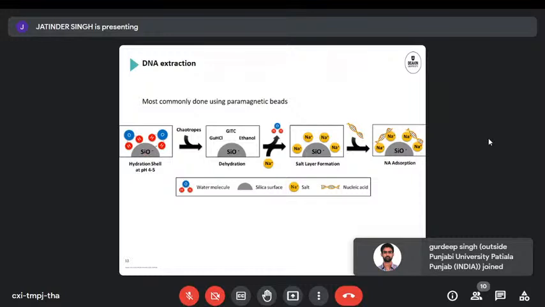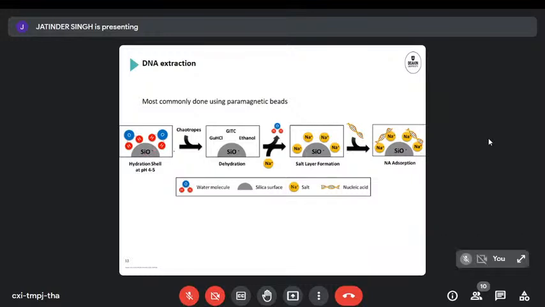So we've got fused silica, we've got glass beads that have a negative surface charge and it is hydrated. We add a chaotropic agent, which decreases the level of dehydration at the bead. And by working at high pH, we can also deprotonate the surface. So we've got a water poor, negatively charged surface.